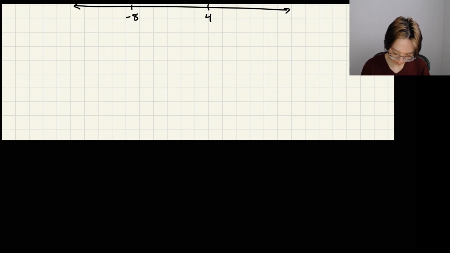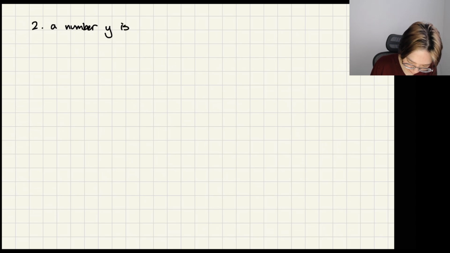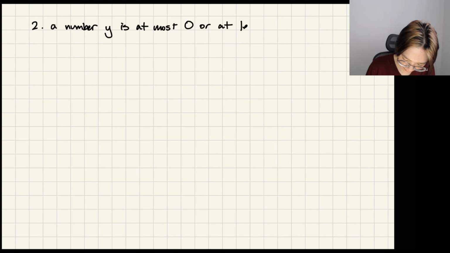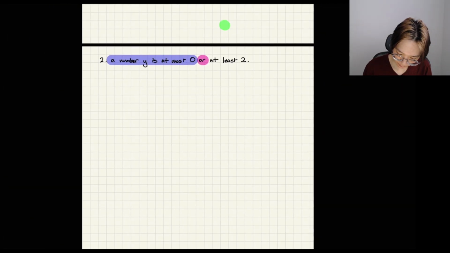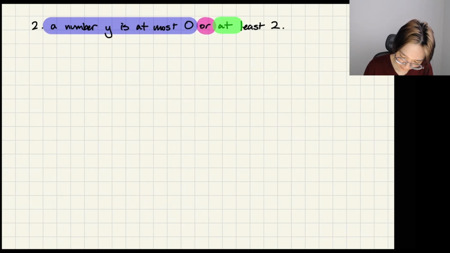Another example, just going to a new page. A number y is at most 0 or at least 2. So let's break this one up again. A number y is at most 0 or at least 2.